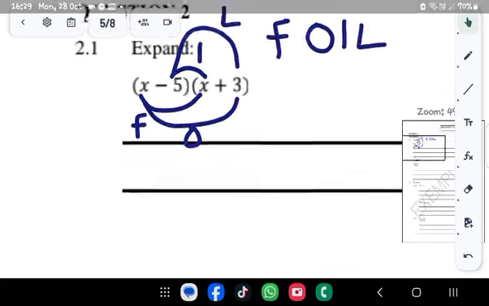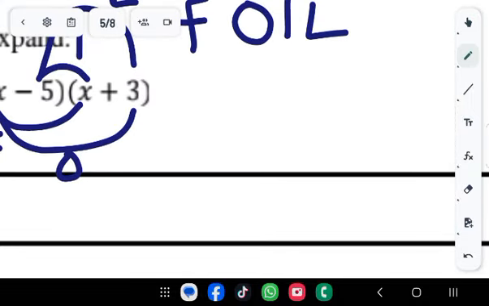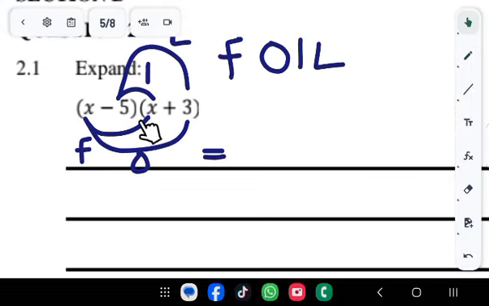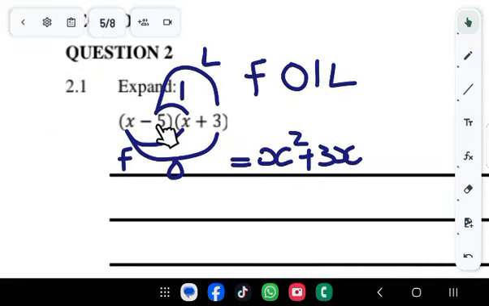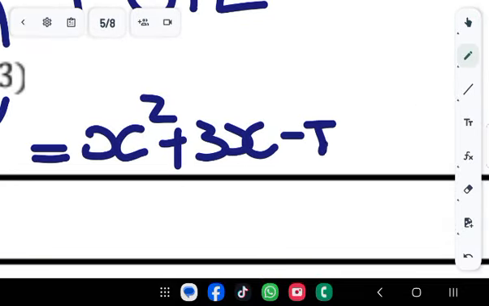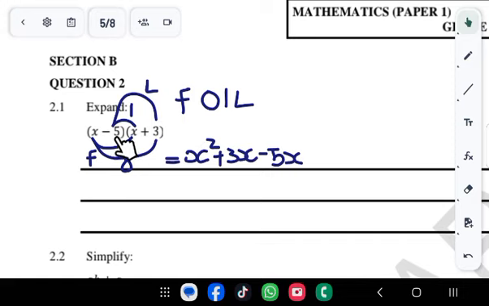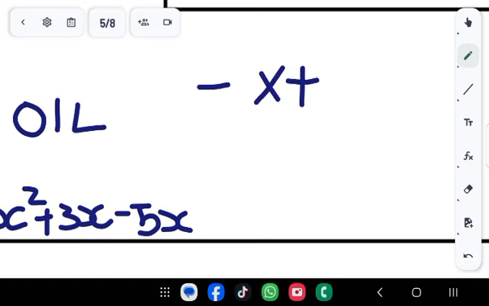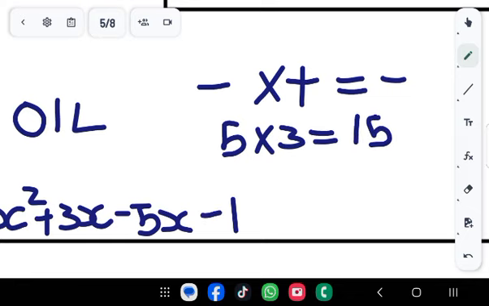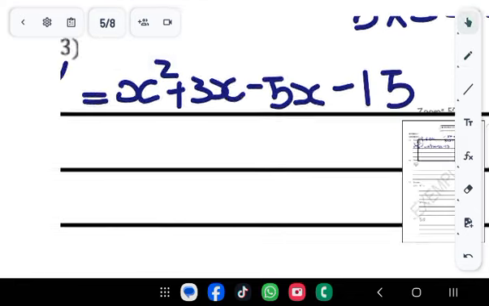Now let's multiply using this pattern. That will be equal to x times x, which is x squared, x times 3, that will be plus 3x, and then the inner will be negative 5 times x, that will give us minus 5x, and then the last will be negative 5 times positive 3. Negative times positive is negative. 5 times 3 will be 15. So the answer will be negative 15. And that is how you find the answer to that.